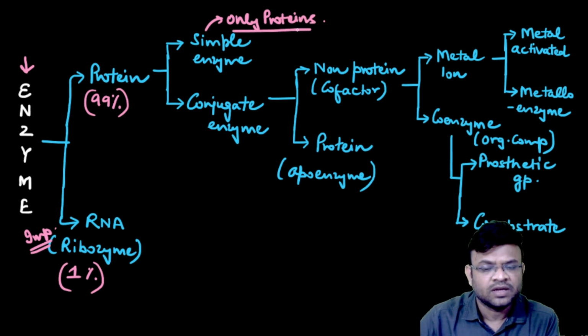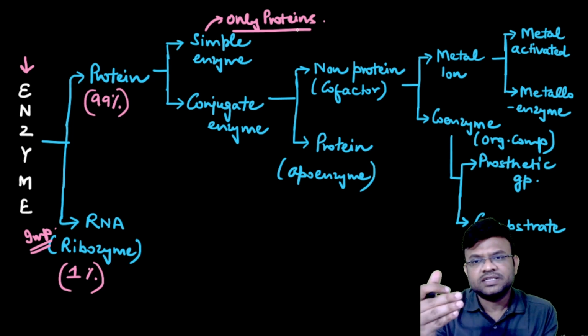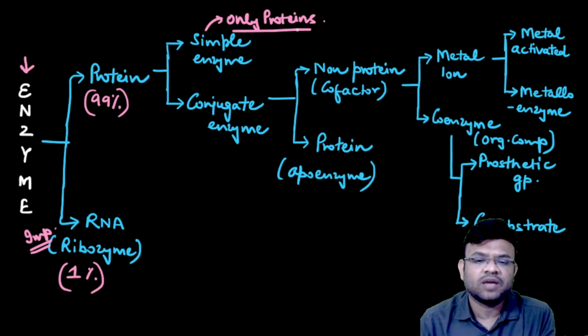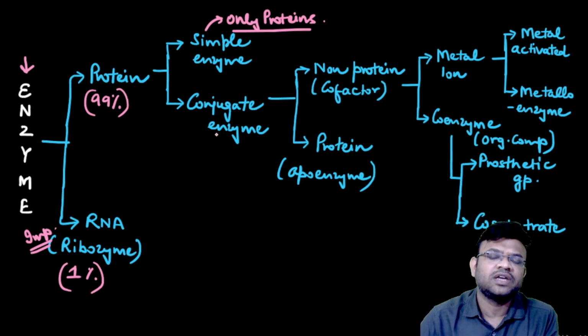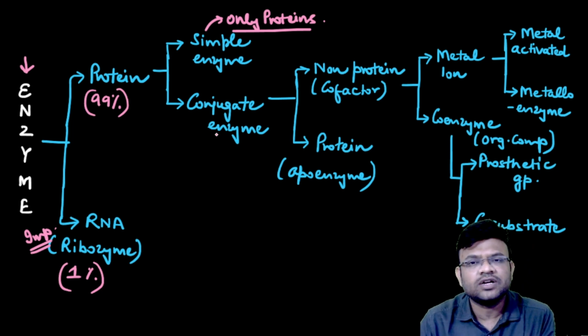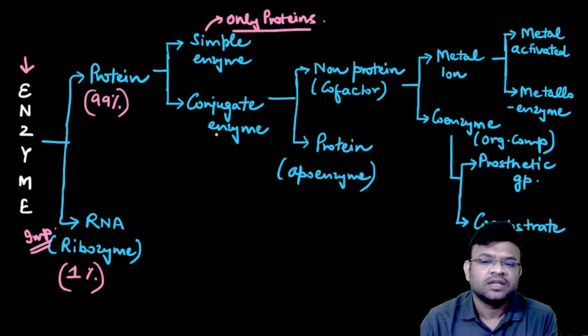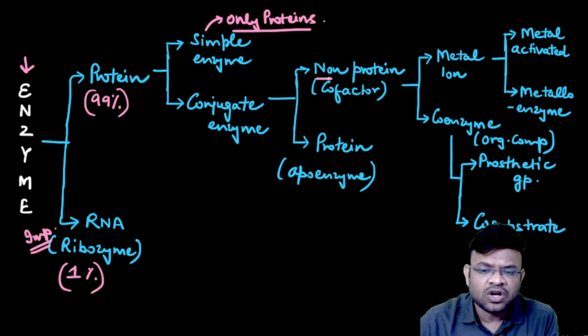Only proteins. Now you would get a better understanding of this when we start talking about conjugate enzymes. In simple enzymes, only protein is present, but in conjugate enzyme, there are two components. What are the two components of conjugate enzyme? The two components are non-proteinaceous part and proteinaceous part.